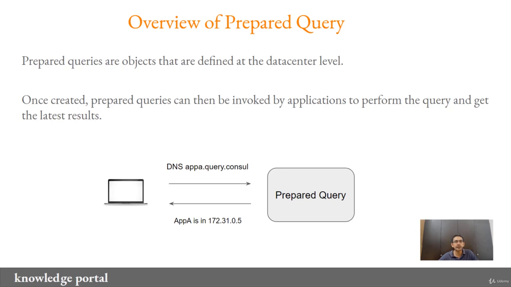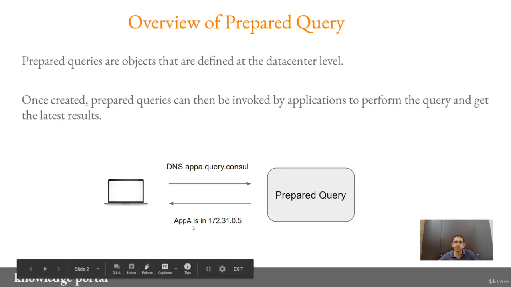Now, one of the questions that comes up is, since we have already been doing service discovery and it is working perfectly fine, why do you want to add an additional prepared query just to get the IP address of the service here? So let's discuss things in more detail.